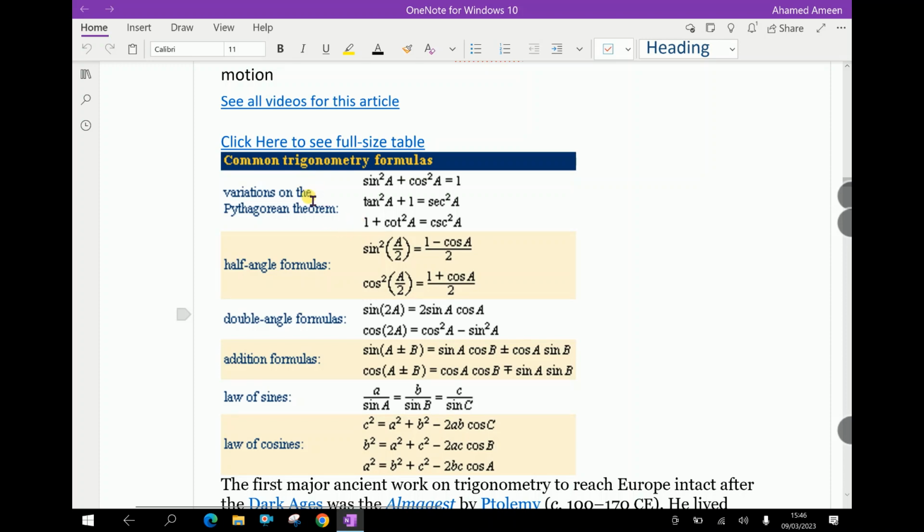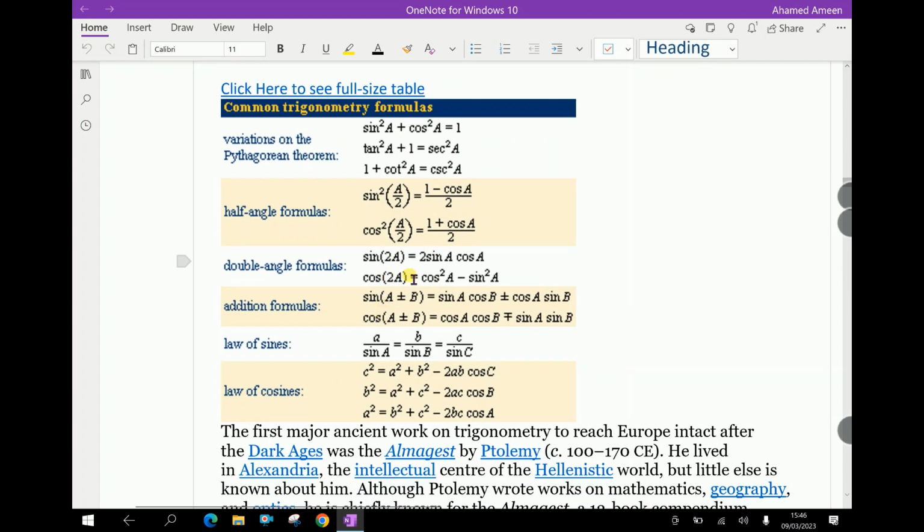Here the basic trigonometric formulas are sin squared plus cos squared equal to 1, that is, sin squared A plus cos squared A equal to 1. From that, other formulas are also derived. Tan squared plus 1 is secant squared. 1 plus cot squared equal to cosecant squared. Like this, a lot of identities can be proved.